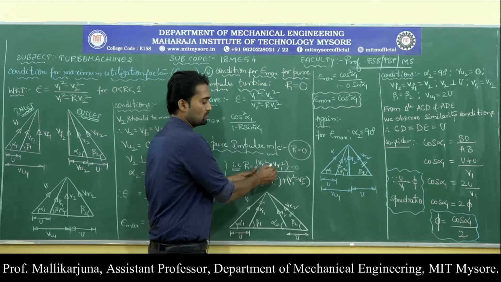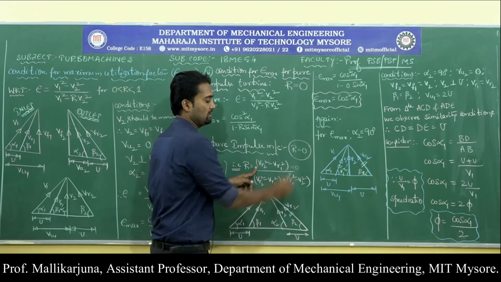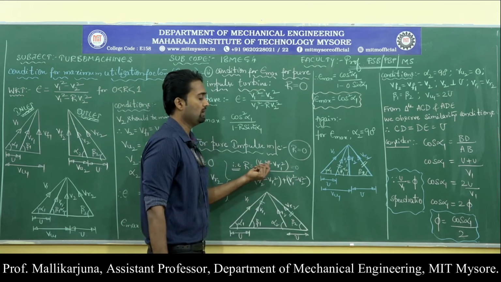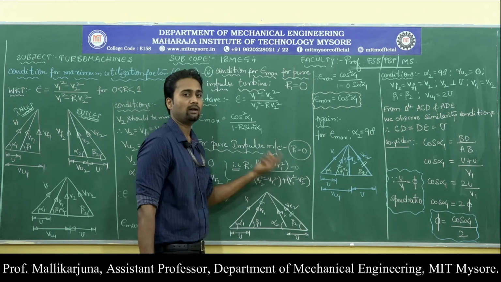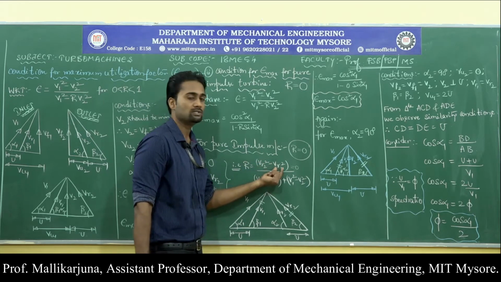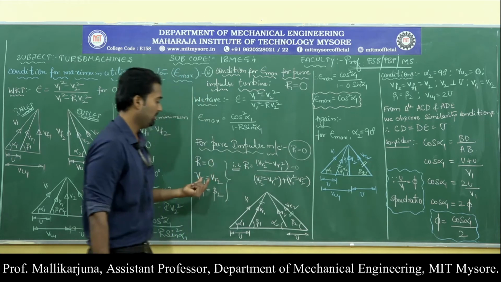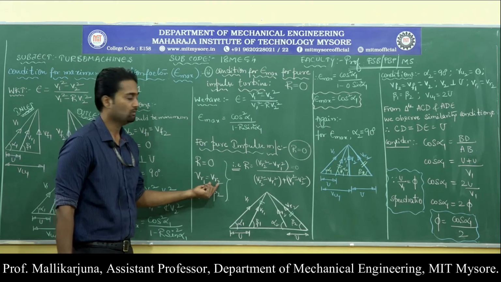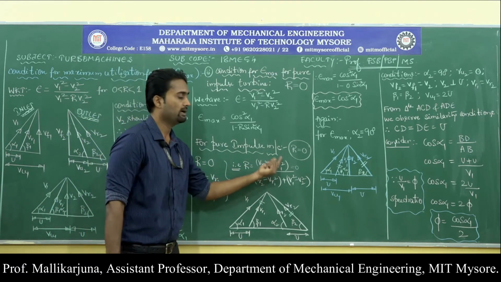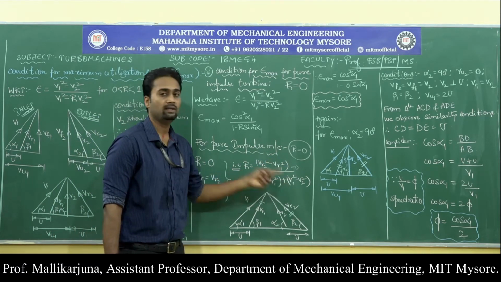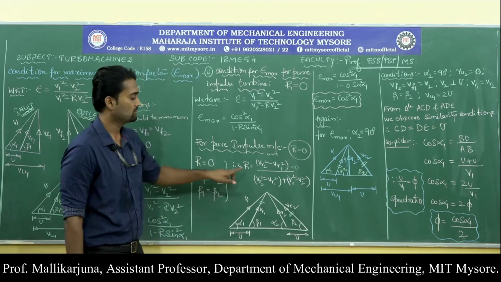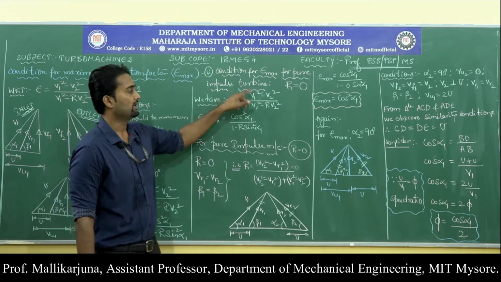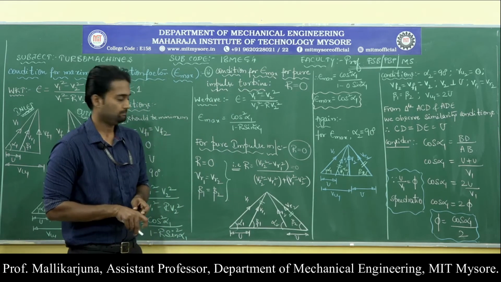So now, Vr2 square minus Vr1 square is equal to 0, so that Vr2 square will be equal to Vr1 square, or I can say Vr2 is equal to Vr1. That is why I have written it over here. Vr1 should be equal to Vr2, so that the numerator becomes 0. 0 divided by anything will lead us to 0, so that R becomes 0. We can have the impulse turbine.